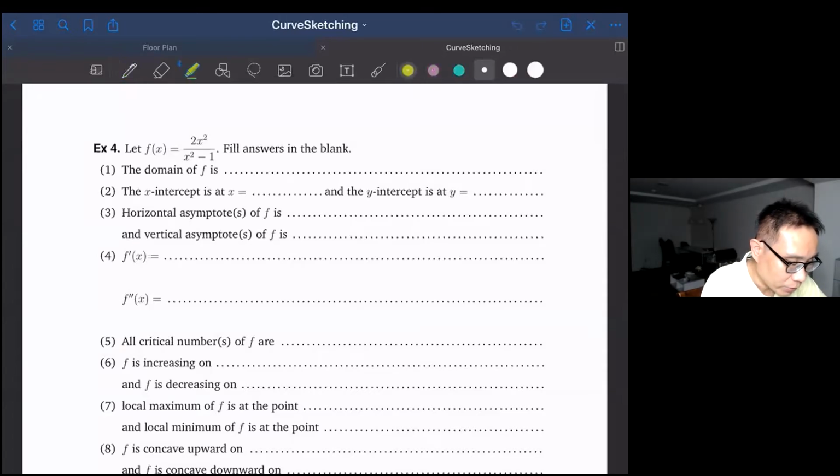The first thing that you notice is x squared minus 1, and the domain turns out to be the bottom not equal to 0. So you have x squared minus 1 not equal to 0. In this case, you would get x not equal to plus or minus 1. So this is what you have for the domain: everything except 1 and negative 1.